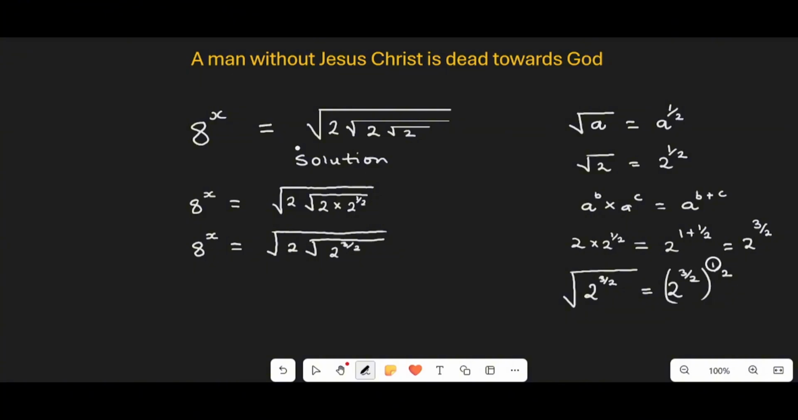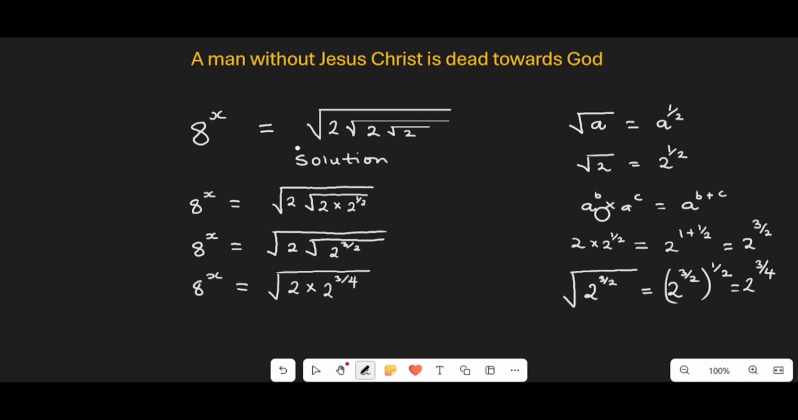3 multiplied by 1, 3. 2 multiplied by 2, 4. It is equal to 2 raised to power 3 over 4. So let us replace this with 2 raised to power 3 over 4. 8 raised to power x equal to square root of 2 multiplied by 2 raised to power 3 over 4.